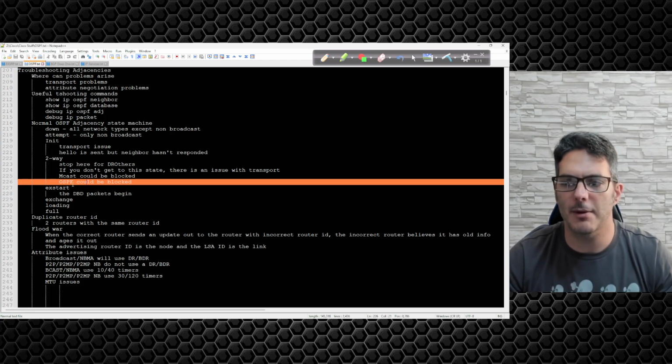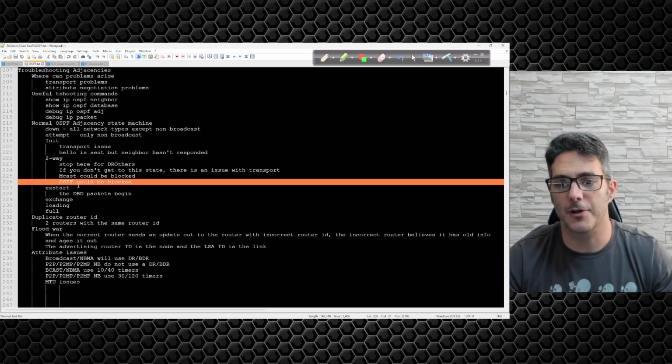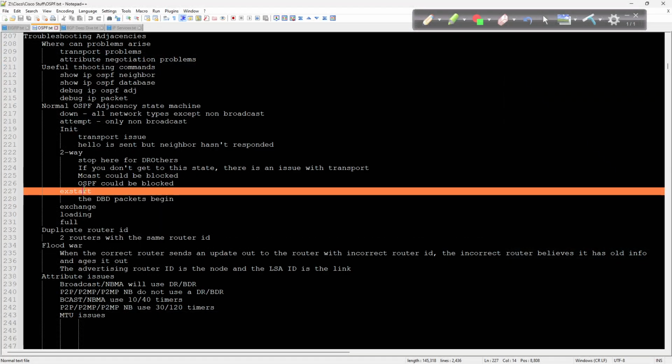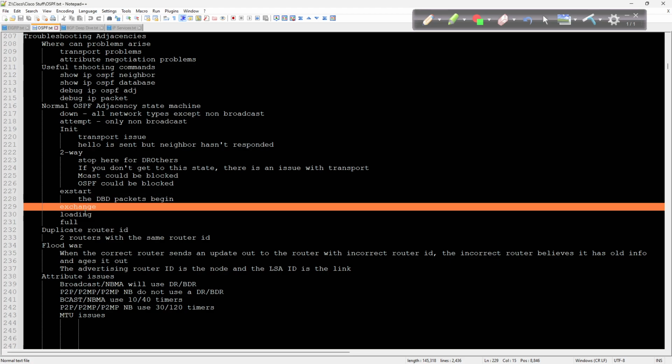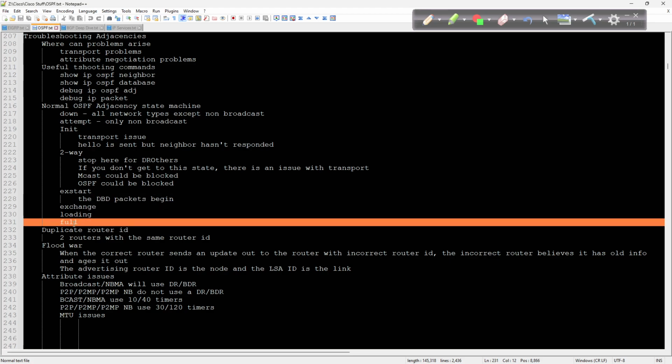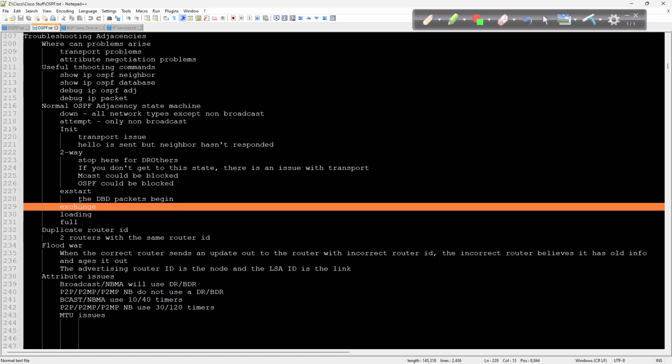And so we'll be able to test two-way. Like you can literally create an ACL that will block outgoing connectivity. So stuff like that. I'm going to attempt to test this stuff out, but these are just some of the capabilities that you would want to know about. Xstart, the database descriptor packets begin. These three you really can't do a whole lot with, right? You're exchanging the OSPF database. Either you're allowing it or you're not.